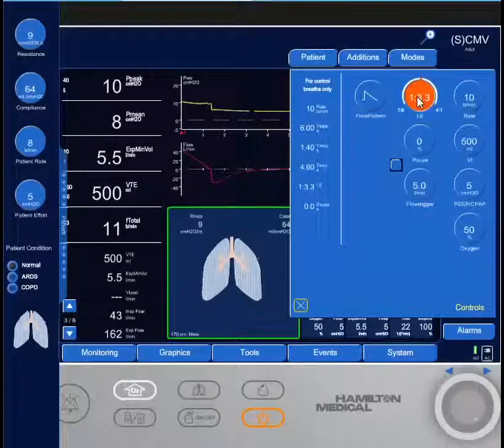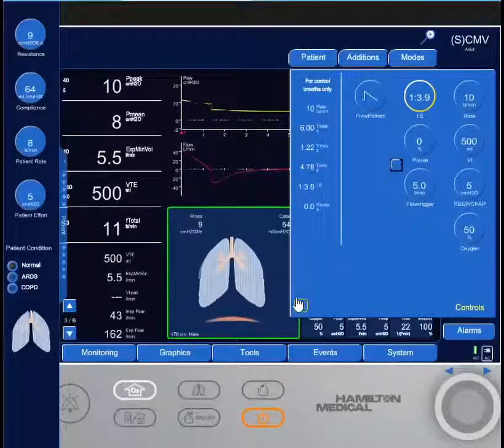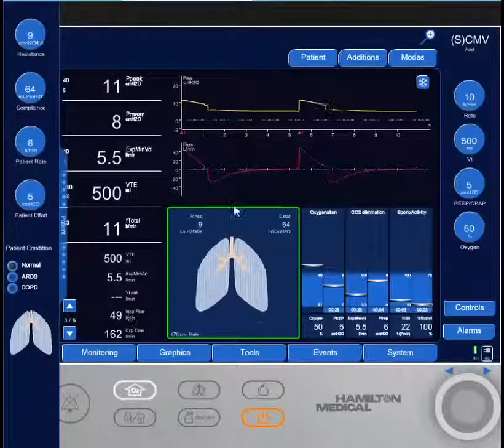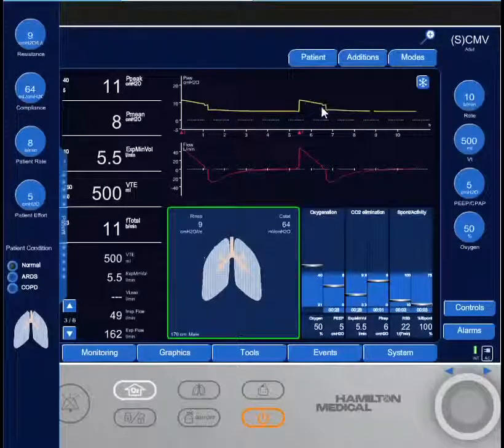And I'm just going to give a little more flow. Just change my IE ratio again, which changes my inspiratory time, and my inspiratory flow is 49, approximately 50. And now I have no pressure scooping at all. So the flow asynchrony is treated.